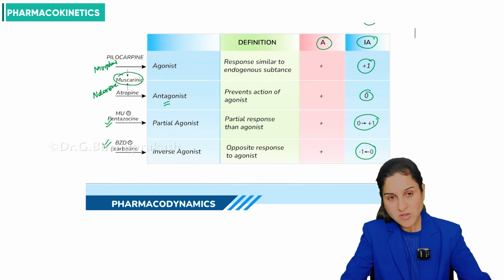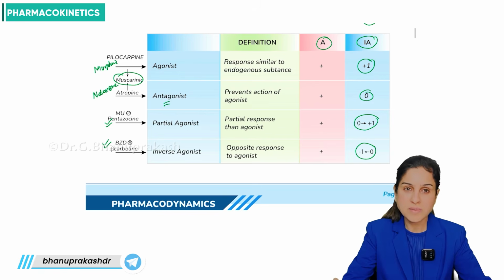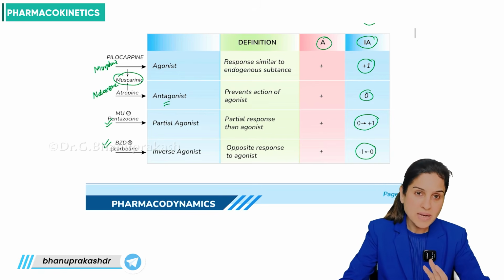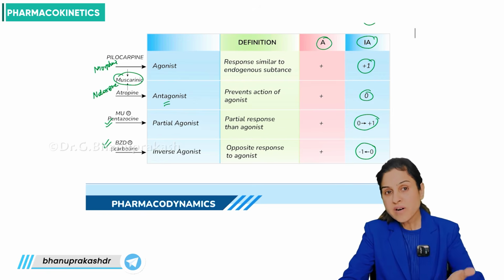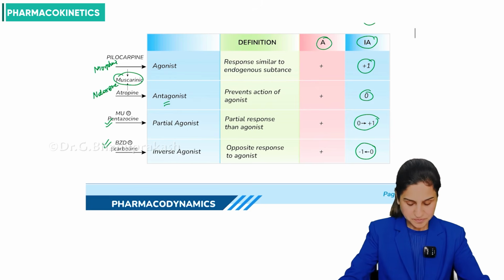So at the benzodiazepine receptor, the agonists are like diazepam and flurazepam, all the benzodiazepines. The antagonist at that receptor is flumazenil. There is an inverse agonist also at that receptor, which is your beta carbolines.